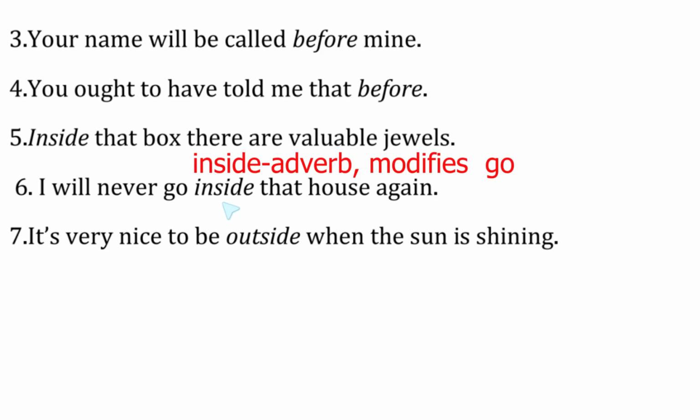So here it's my view to think of inside as an adverb. And another way, I told you first, if we remove this from the sentence, then it will express the full meaning. Like if we say "I will never go that house again," we can easily understand the full meaning. But with "that box, there are valuable jewels," it doesn't work if we don't put the word inside. Here inside is an adverb and it modifies the verb go.